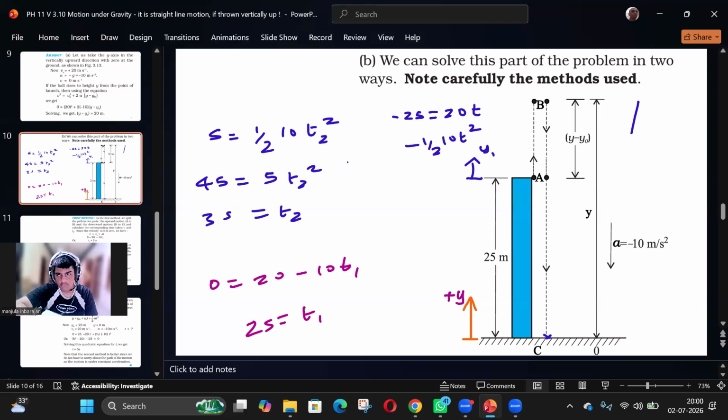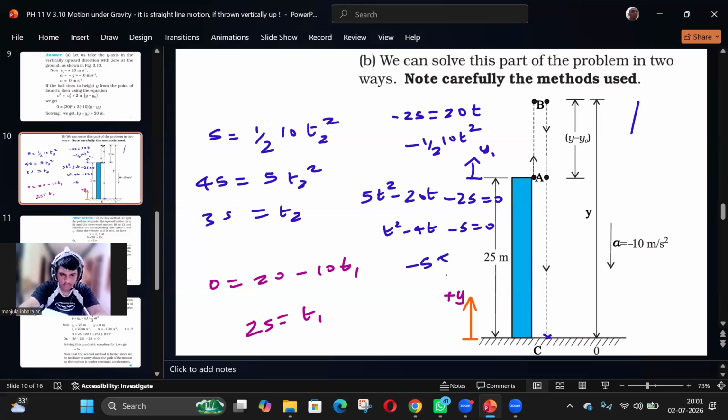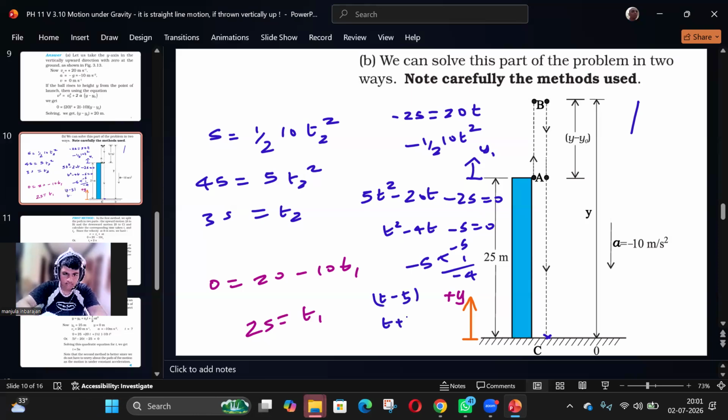So displacement between A and C is minus 25. The initial velocity is 20 upwards, and acceleration is 10 downwards, as minus half. So this will become 5t square minus 20t minus 25 equal to 0. That is t square minus 4t minus 5 equal to 0. Some mistake is there. So this is minus 5, and the split into factors should give me minus 4, so it's minus 5, 1. So (t minus 5)(t plus 1) equal to 0. t cannot be negative, so the answer is t equal to 5.